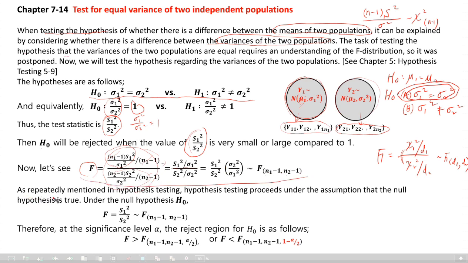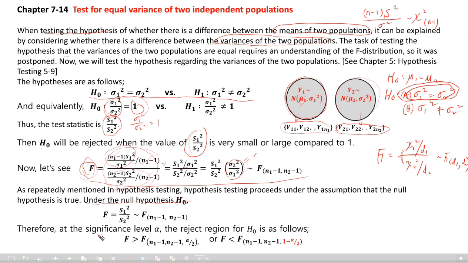As repeatedly mentioned, hypothesis testing proceeds under the assumption that the null hypothesis is true, correct? So under the null hypothesis, H0 is correct, in other words, this part equals 1, right? So under the null hypothesis, the test statistic F equal to S1 square over S2 square follows an F distribution with degrees of freedom n1 minus 1, n2 minus 1.